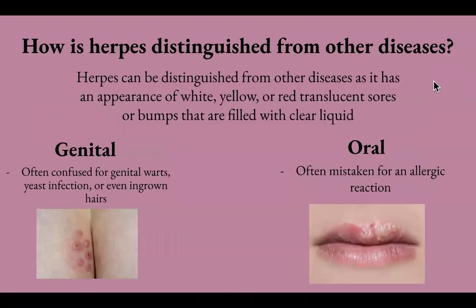How is herpes distinguished from other diseases? Herpes can be distinguished from other diseases as it has an appearance of white, yellow, or red translucent sores or bumps that are filled with clear liquid. For the genital area, it is often confused for genital warts, yeast infections, or even ingrown hairs. For the oral area, it can often be mistaken for an allergic reaction.